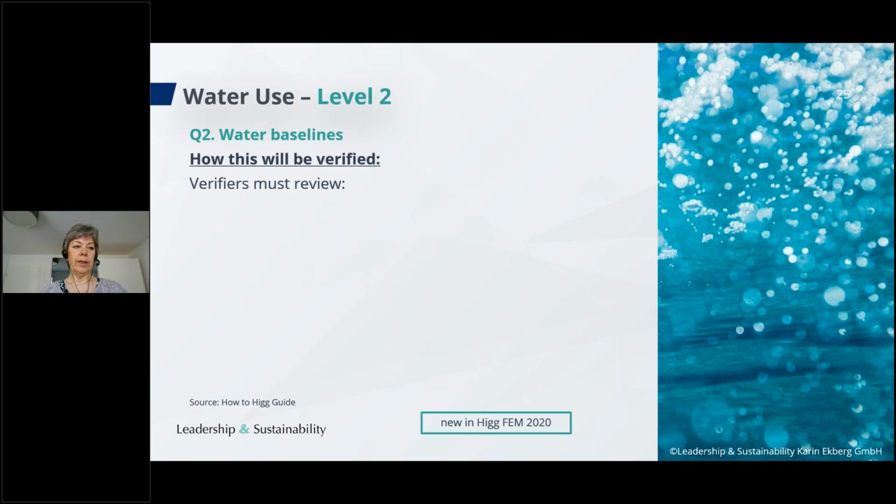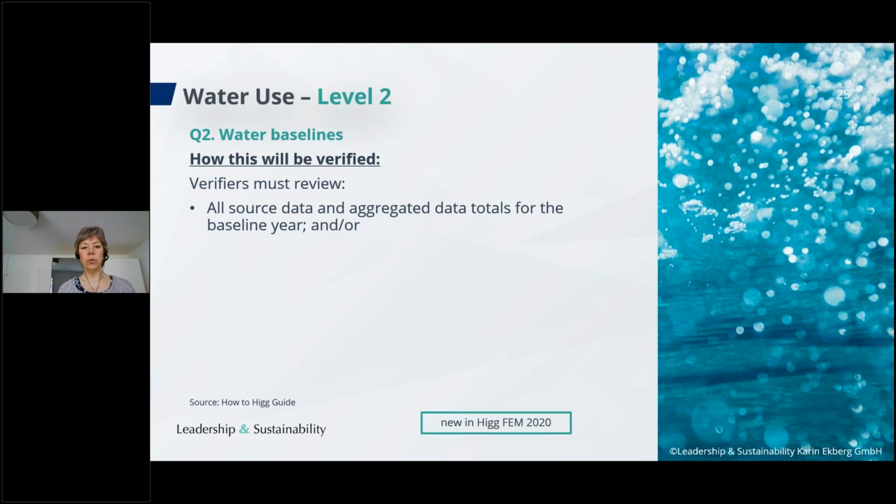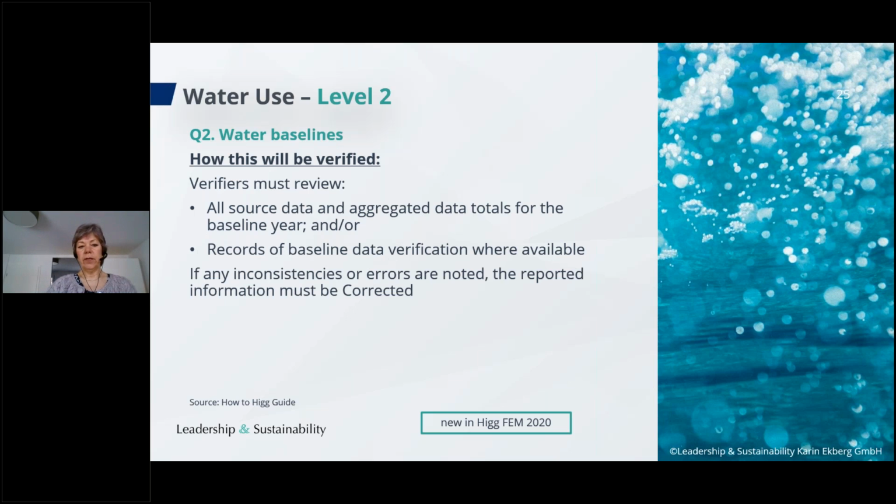All right. And verifiers must review all source data and aggregated data totals for the baseline year, and also records of baseline data verification where available. And again, if any inconsistencies or errors are noted, the reported information must be corrected. So the verifiers will ask you a lot of questions here, and please be comfortable with that. It is always, of course, for all questions in the Higg FEM, important that you can explain what you have done. And that leads me also to the piece of advice.